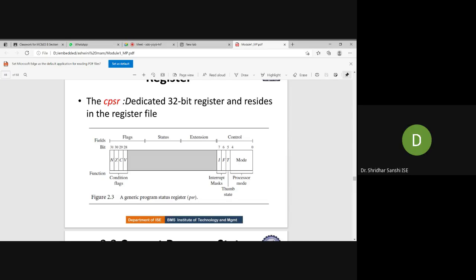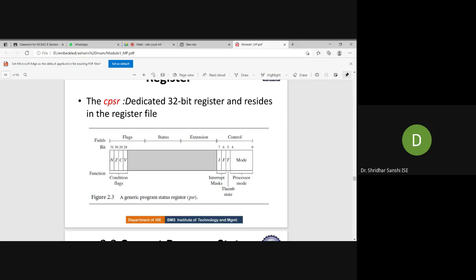What do you mean by non-privileged mode? Only read access is available for the control field. But for the conditional flags, it is read and write. Only for the control field we have read access; we cannot write. But for the conditional flags, we can both read and write whenever the processor is executing in user mode.